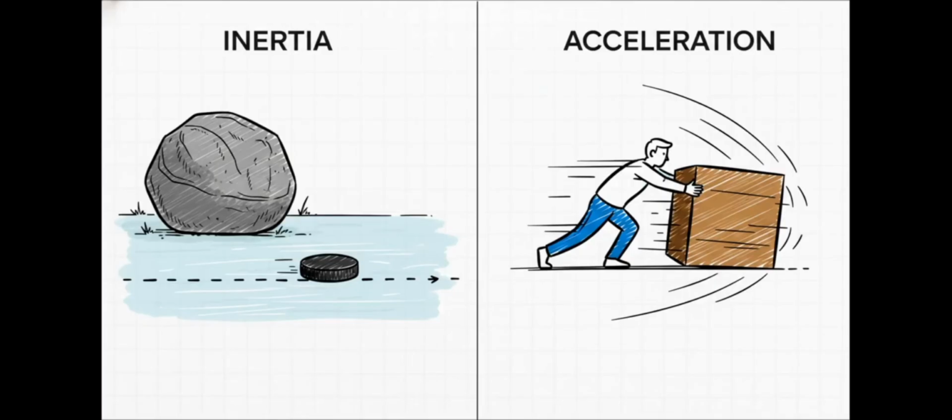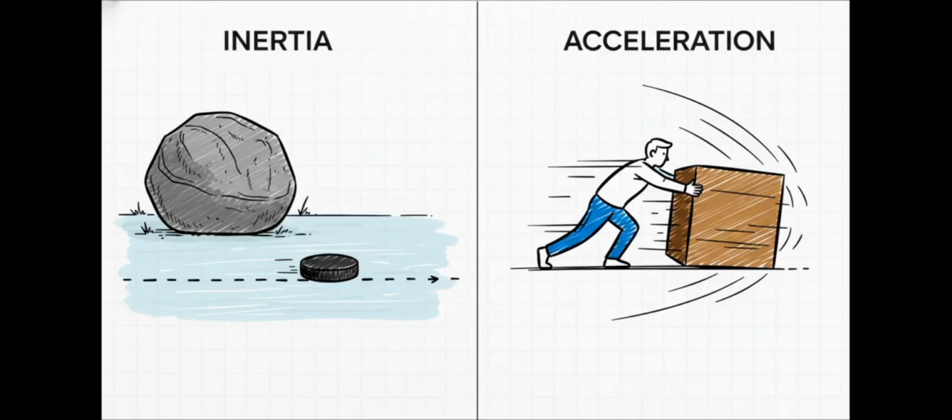Okay, so Newton's first law basically says that an object is perfectly happy to stay at rest or to keep moving in a perfectly straight line at a constant speed unless a non-zero net force comes along and interrupts it. It's easiest to think of inertia as just an object's absolute stubbornness. It wants to keep doing exactly what it's already doing. Like a hockey puck gliding on perfectly frictionless ice, it would theoretically just glide forever.